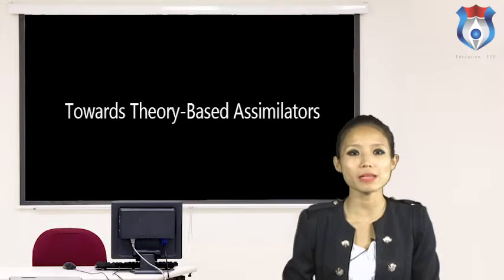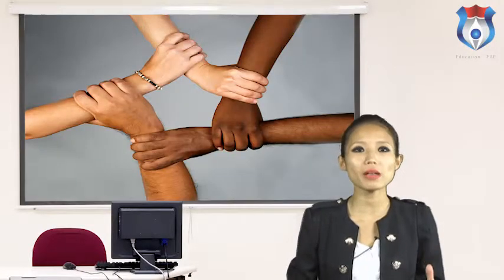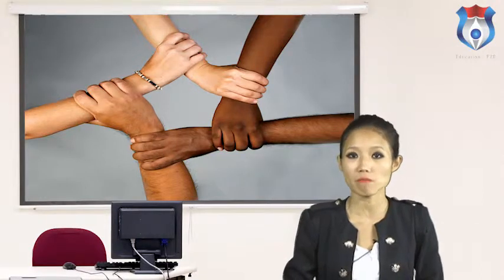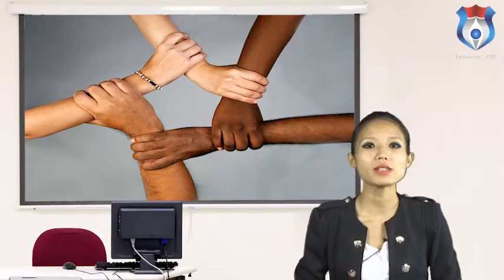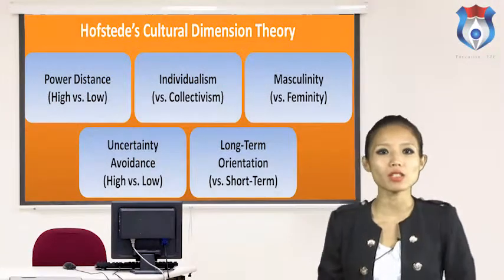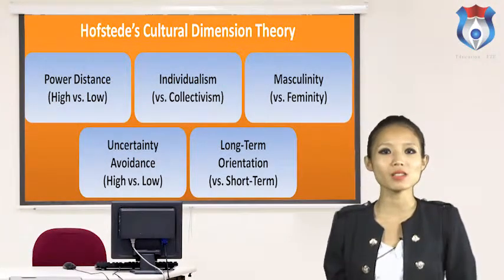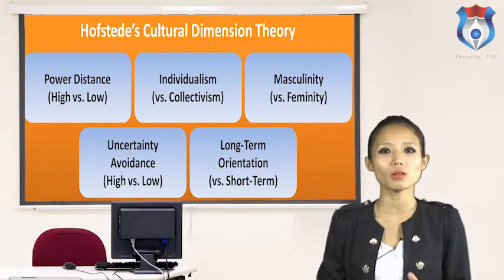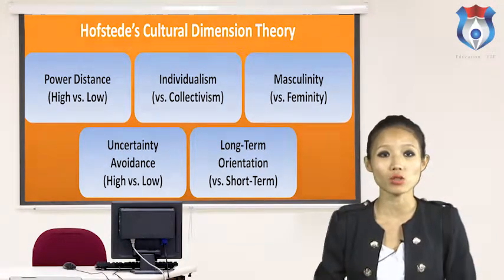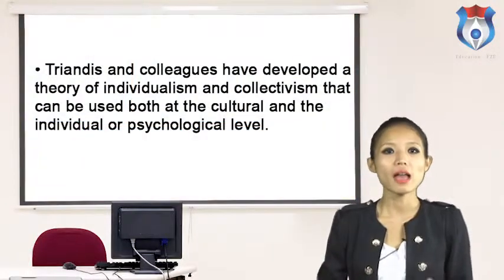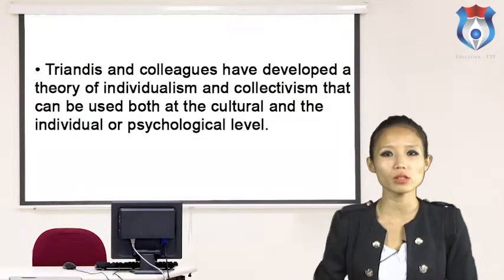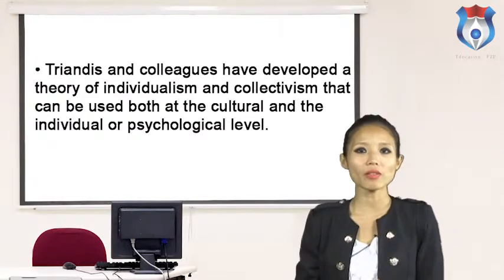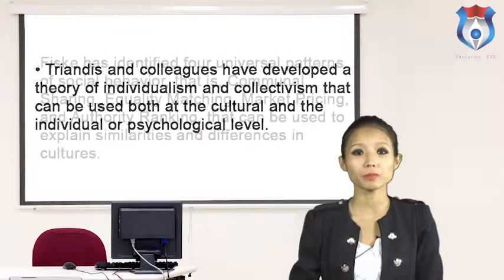Towards theory-based assimilators. To develop a theory-based assimilator, a parsimonious culture theory is needed that can explain many aspects of culture differences with meaning. Hofstede presented four constructs, that is power distance, masculinity, uncertainty avoidance, and individualism, that could be used to categorize cultures. Triandis and colleagues have developed a theory of individualism and collectivism that can be used both at the cultural and the individual or psychological level.